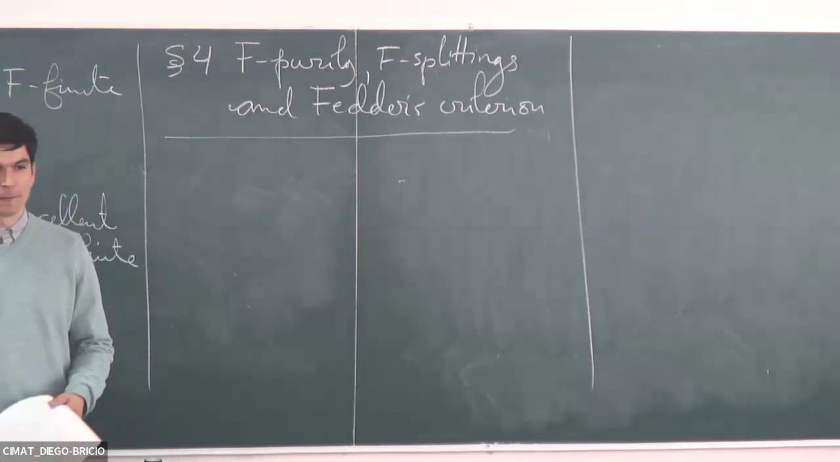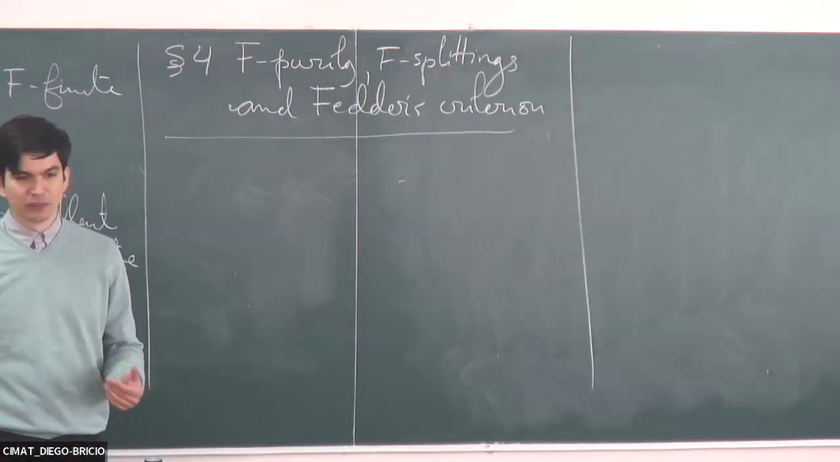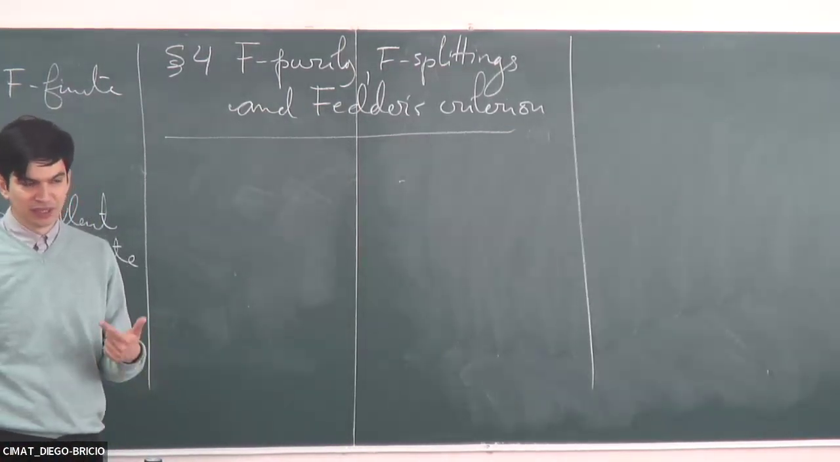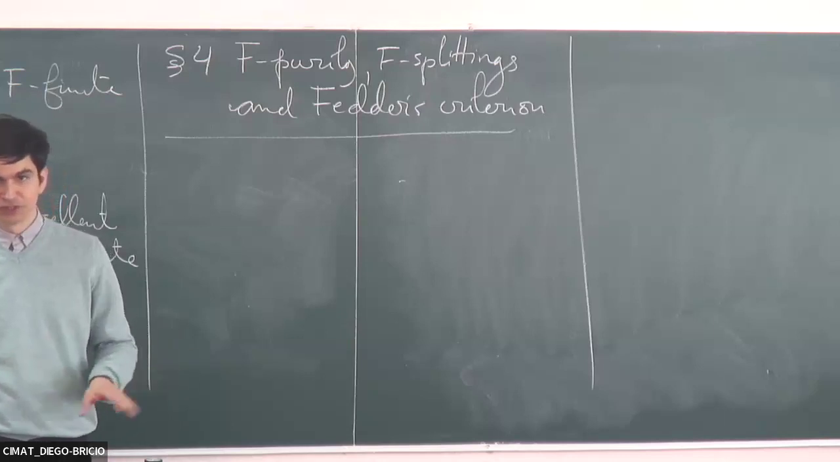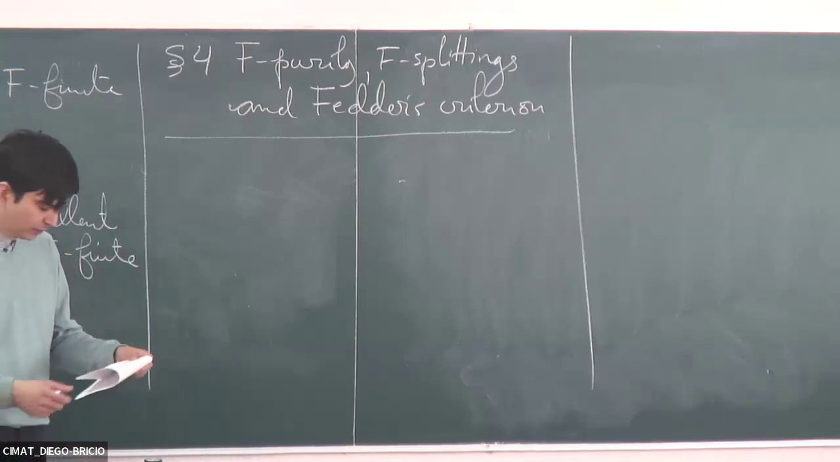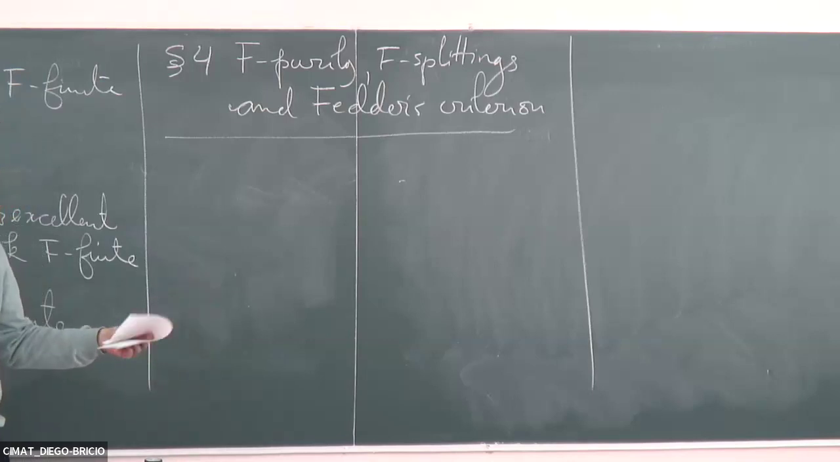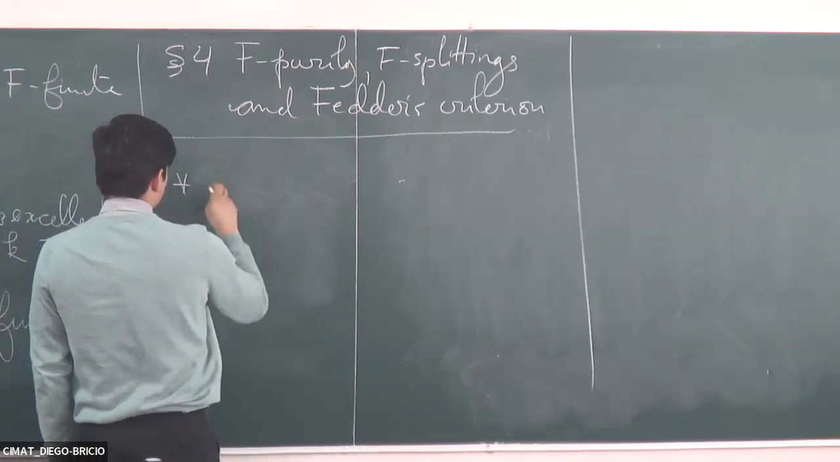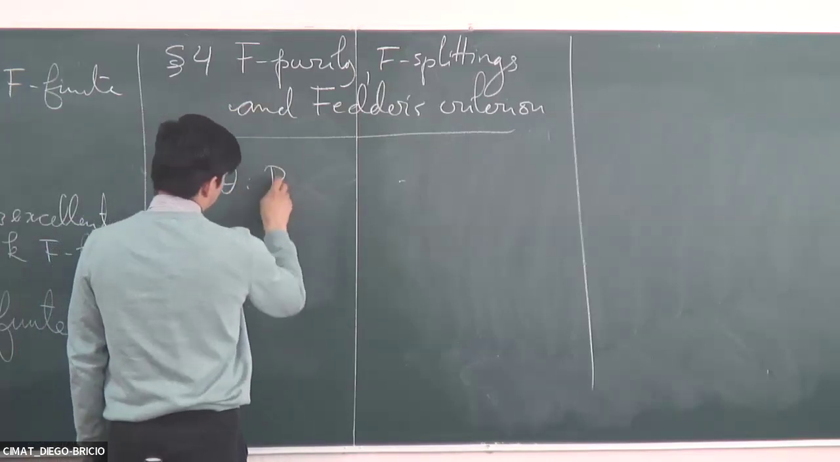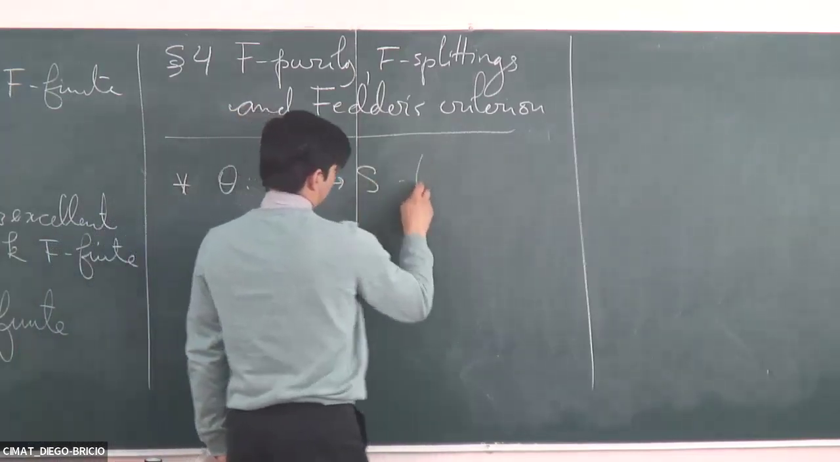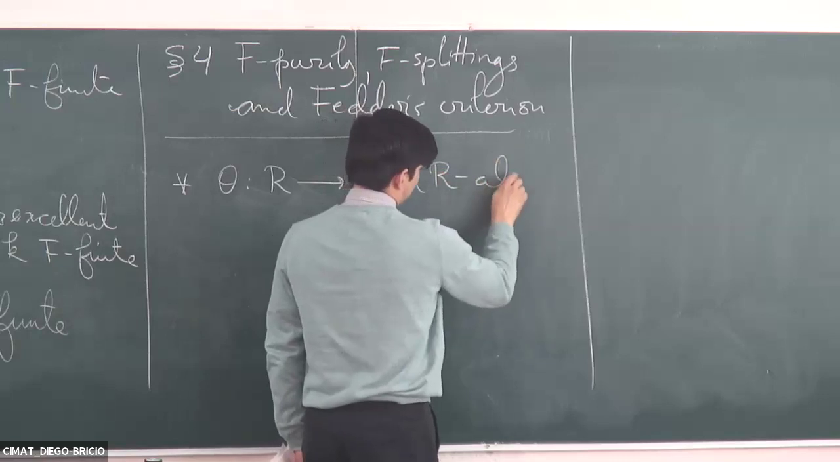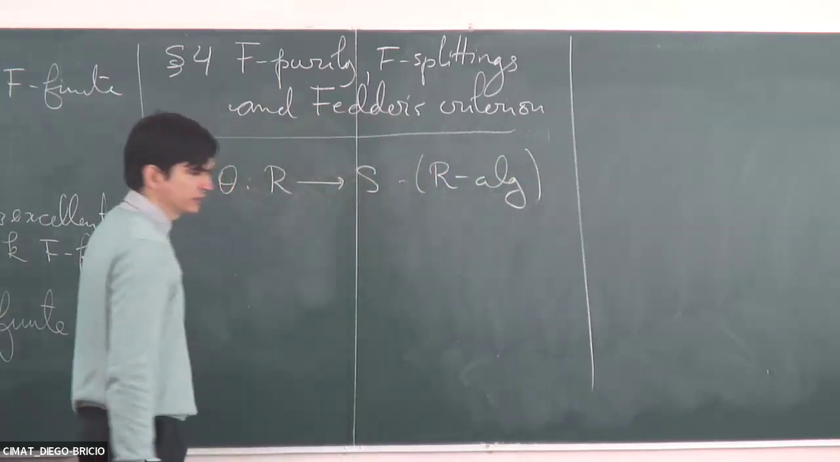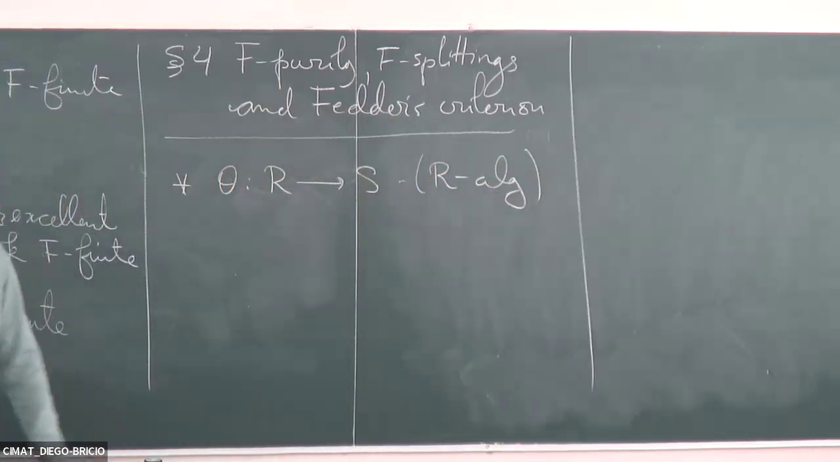But first we're going to make a whole bunch of general remarks about purity and splitness for general homomorphisms of rings. And then we're going to apply that to Frobenius. So what is the thing? To talk about this stuff, we're going to consider an R-algebra. Just two rings and a homomorphism of rings between them.